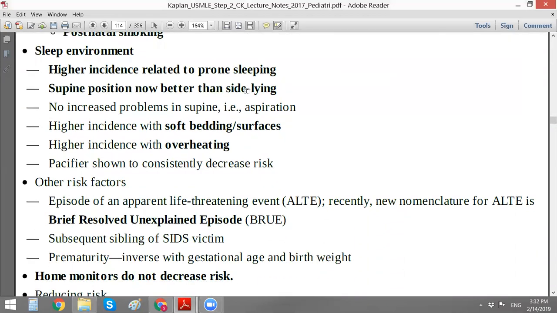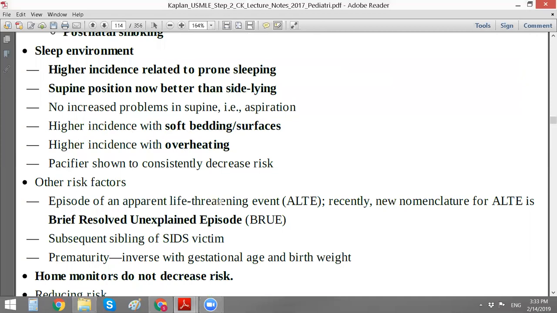Sleep environment: higher incidence is related to the prone position. The supine position is now better than side sleeping, with no increased problem in supine, that is, aspiration. Higher incidence with soft bedding and overheating. A pacifier has been shown to consistently decrease risk. Pacifier is one thing that can decrease the risk. Also put the infant's feet at the foot end of the crib.